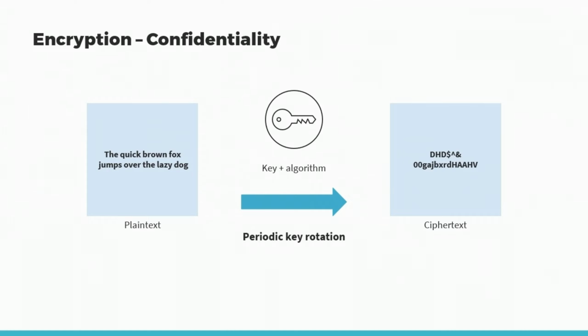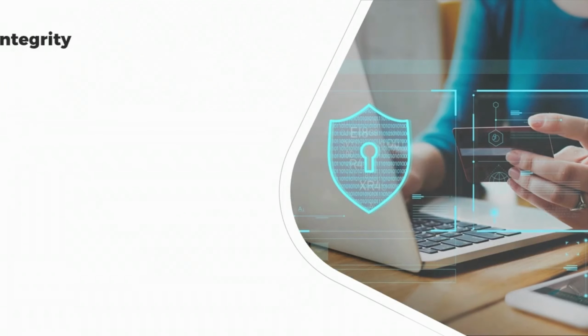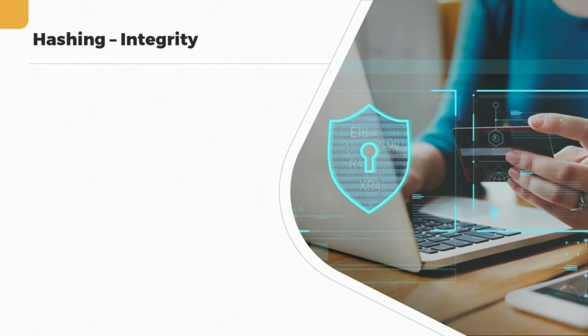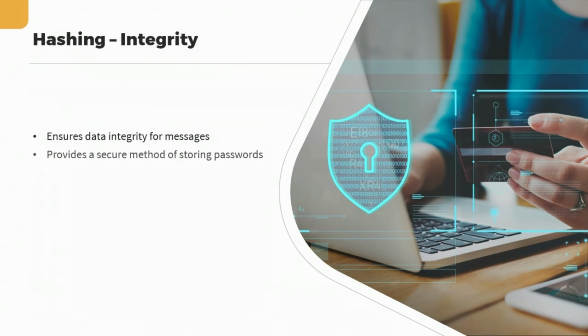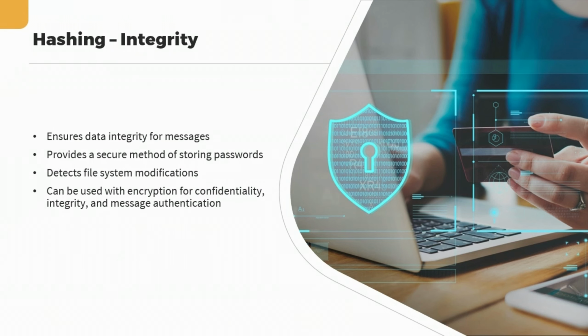Hashing as well. Hashing provides integrity. While encrypting data provides confidentiality, hashing means we can ensure high data integrity for messages sent over a network. It can also provide a secure method of storing passwords by storing hashes as opposed to storing the actual password itself. Hashing can be used to detect file system modifications. It can also be used with encryption, so that encryption provides the confidentiality, but hashing can be used to verify the integrity of the message, to make sure it hasn't been tampered with and it is authentic.